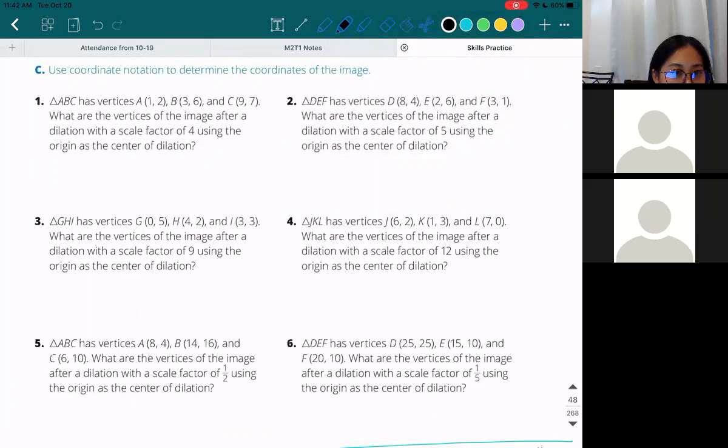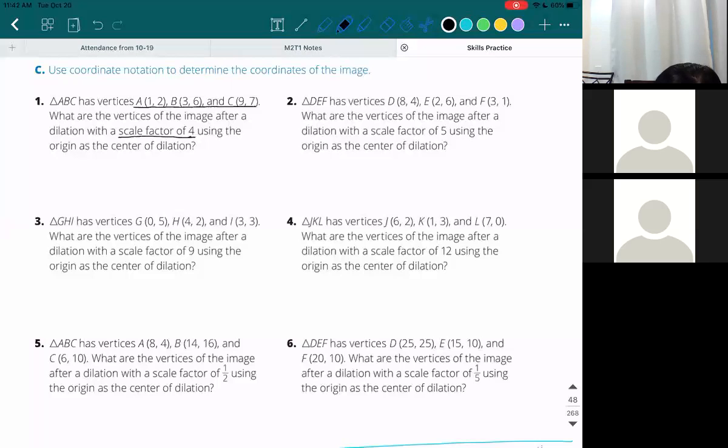So let's see, for part C, use coordinate notation to determine the coordinates of the image. Triangle ABC has vertices 1, 2, 3, 6, and 9, 7. What are the vertices of the image after a dilation with scale factor of 4 using the origin as center of dilation? So I'm going to underline the important information. We have our original points here, and we have a scale factor of 4. There you go. Scale factor of 4.